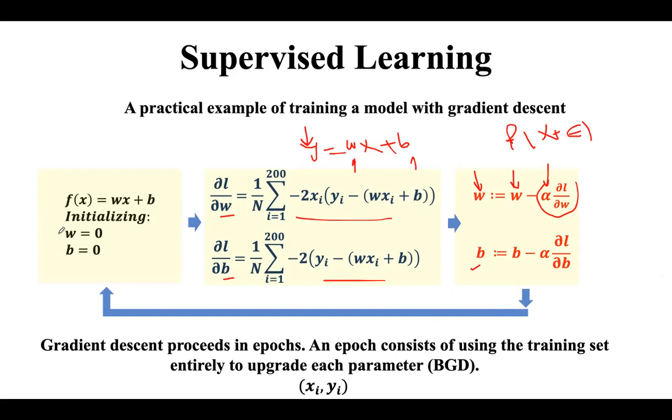Also, to start our algorithm, we need to initialize the parameters. First, I decided to initialize W equal to 0 and B equal to 0. But initialization is also a critical problem. Because we are dealing with a really simple example, we can just initialize with arbitrary values, and I prefer to use 0.